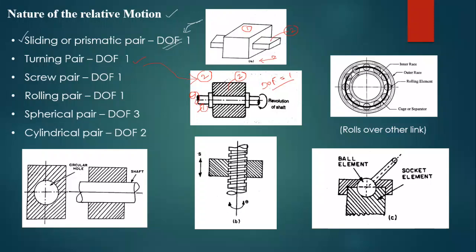The third one is the screw pair. Here the degree of freedom is also 1.